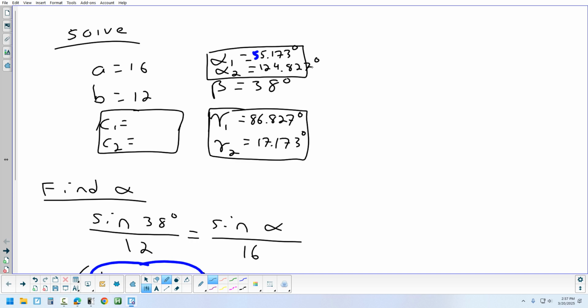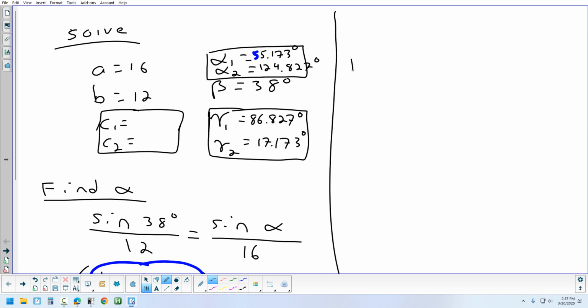Okay, so now we've got all the angles. We're done with that. Last thing we need is the sides. What row are we going to use for C1 and C2? We use the same row for both. Row B, because that row was given and we know that it's right. And there's no decimals, so that's always nice.